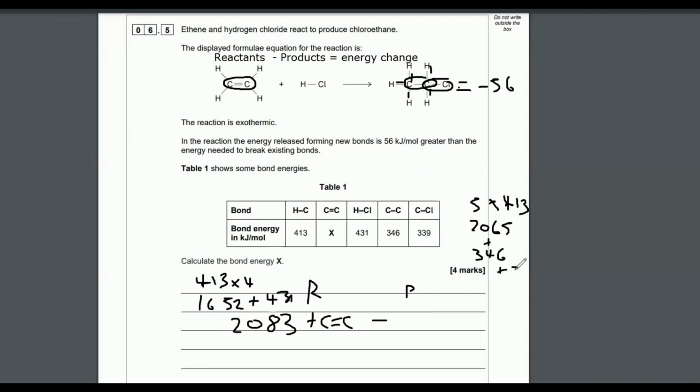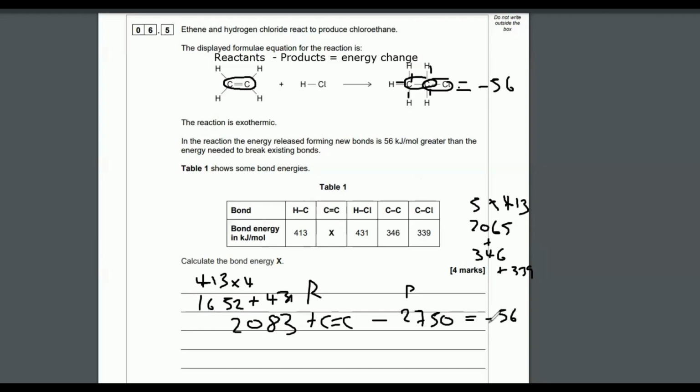So plus 339. Let's smash that all together and find out what that equals. So plus 339 plus 346. So this is what I got. I got 2,750. And then that is equal to minus 56.